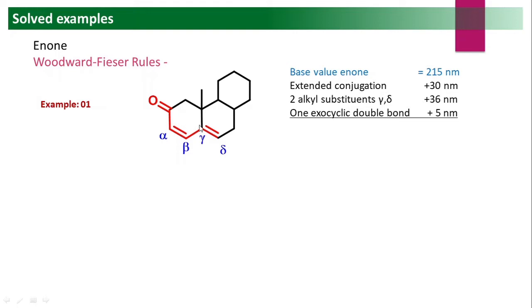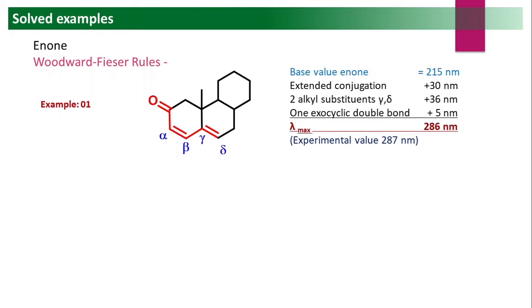So these are the substituents: one substituent at the gamma position, one substituent at the delta position. For gamma and delta, we have to add 18 for each. So there are two substituents, gamma and delta, 18 into 2, 36. So we add 2 alkyl substituents at gamma and delta, plus 36 nanometers. So the total lambda max will be 286 nanometers. And the experimental value is 287 nanometers. That is very close to the calculated value.